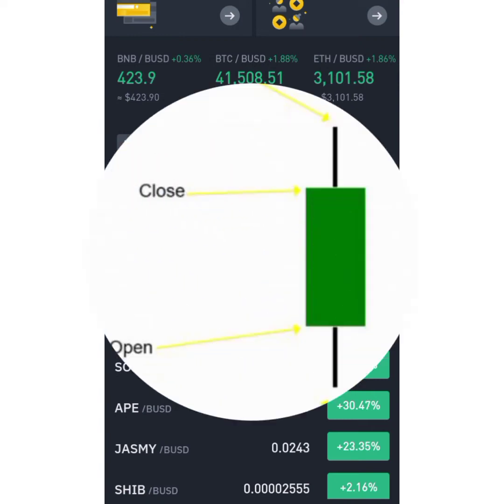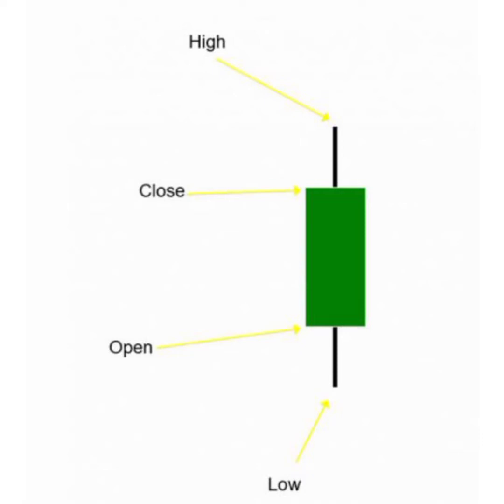Let's go. For every candlestick you see out there, whether it is bullish or bearish, a bullish candlestick is represented in green color and a bearish candlestick is represented in red color. Now every candlestick has a body, and it has a wick.